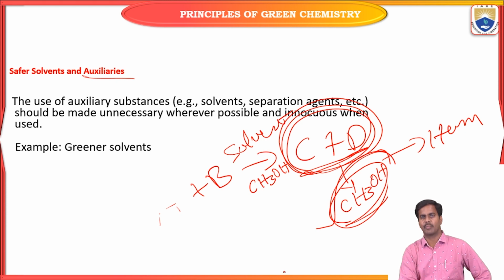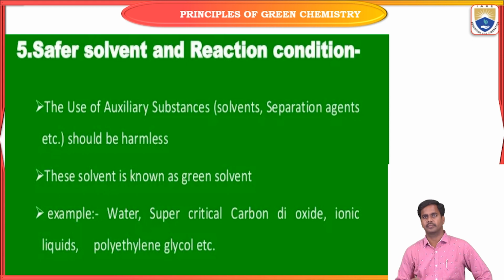That's why we have to use some auxiliaries. Auxiliaries are the solvent separation agents. With the help of auxiliaries, we can minimize the toxic nature to the environment. And the next one is safer solvents and reaction conditions. With the use of auxiliary substances, that is solvent separation agents, we should minimize the formation of unwanted products.